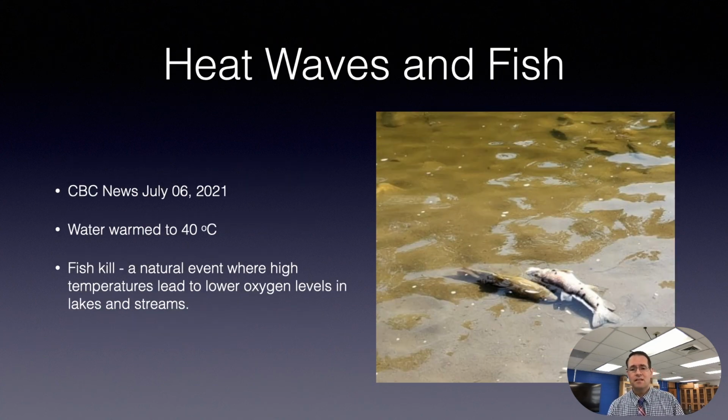Okay. The textbook, OpenStax, discusses fish kill. Basically, it's when the temperature of a lake increases quite a bit. This is an event back in July of 2021 in Alberta, Canada. It was 40 degrees Celsius. The actual temperature of the water for some lakes and streams was up to 40 degrees Celsius, and this led to lower oxygen levels in the lakes and streams, and basically the fish drowned. They couldn't breathe. Okay, they died.